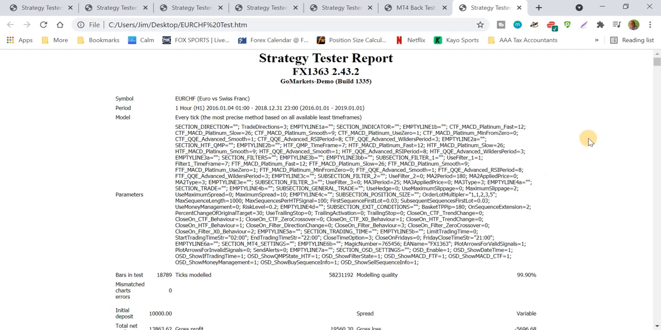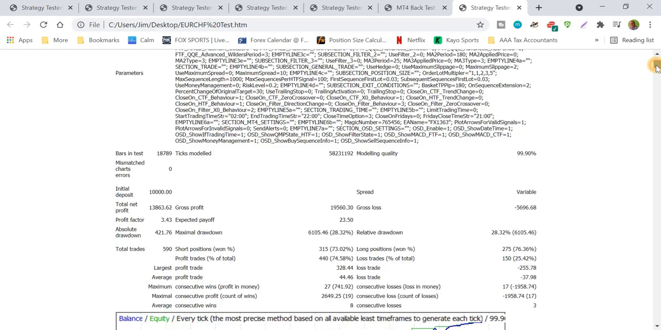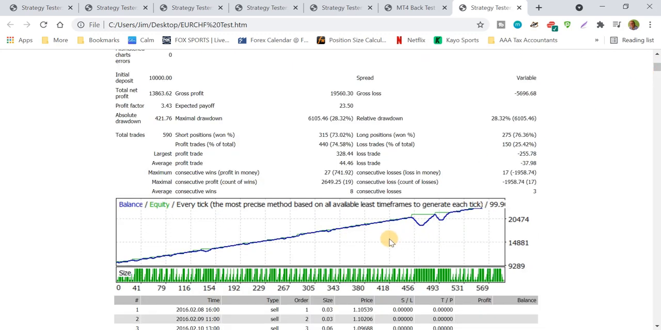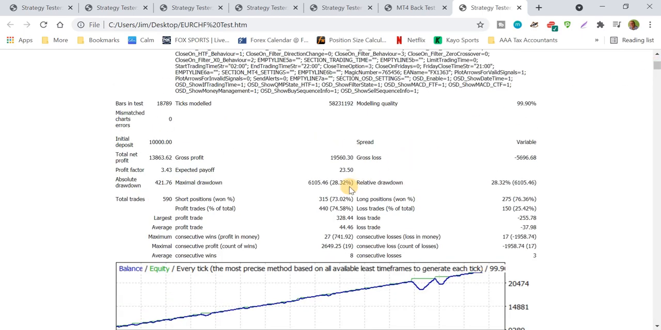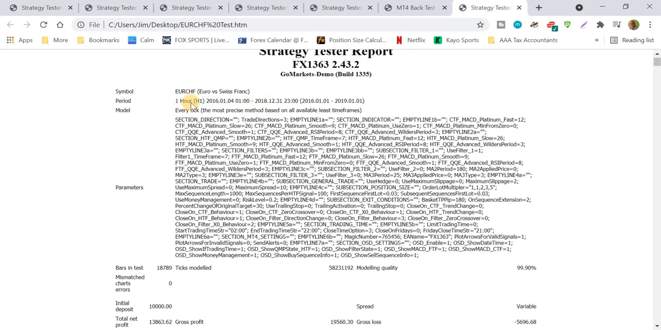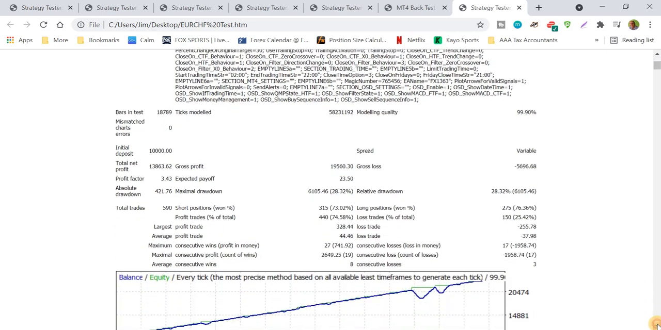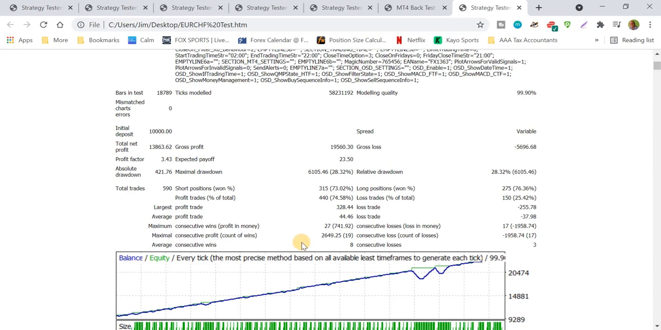See, Euro Swiss. Here's exactly what happened here. It even gives me the diagram here, which is great. The other ones didn't. There's the exact same details we just looked at. It's saved as a report, gives me all the settings, tells me the time period on the 1 hour chart, the time between. Here's all the settings on the EA, every tick, all the parameters. Gives me the modeling quality, exactly what we just looked at, except it's saved to my desktop. It's the exact same numbers, nothing's changed there.